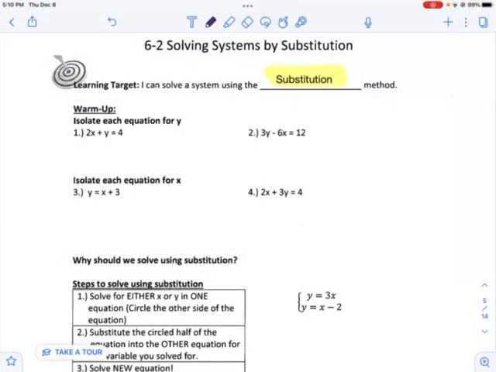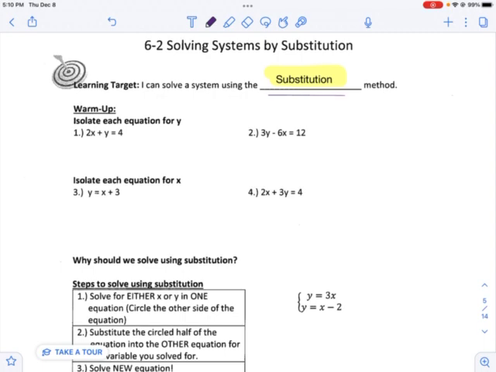All right, welcome to 6.2 Solving Systems by Substitution. In 6.1, we solved systems by graphing, and we were able to pull the solution, or ordered pair, from the graph. Now we're going to use algebra and solve systems by using the substitution method. So please go ahead and complete the target.